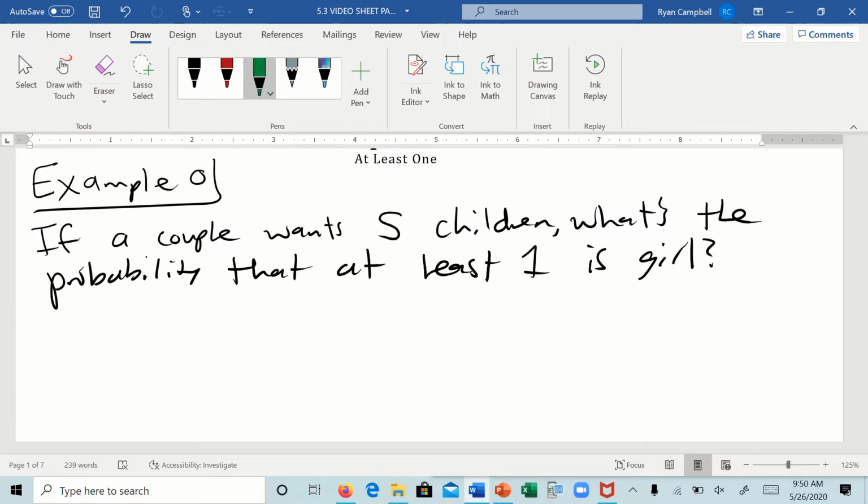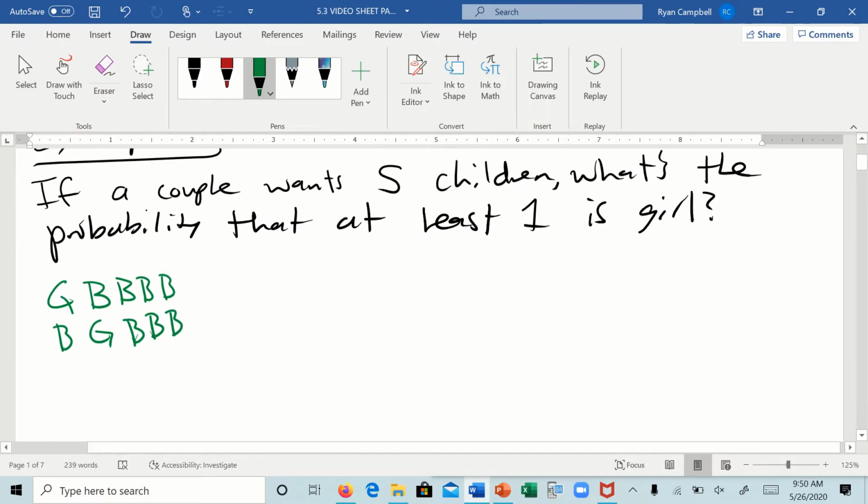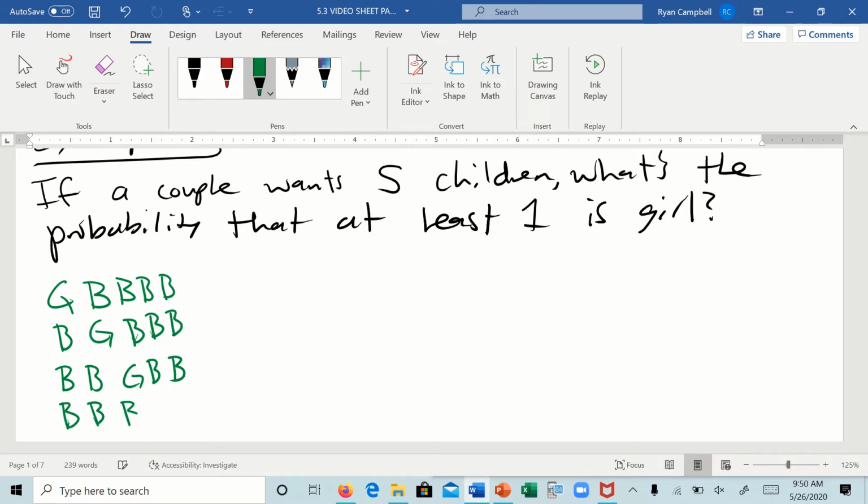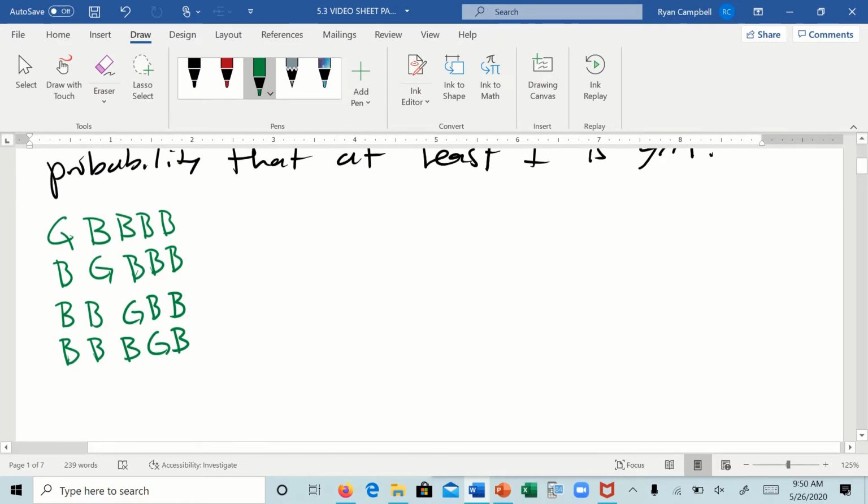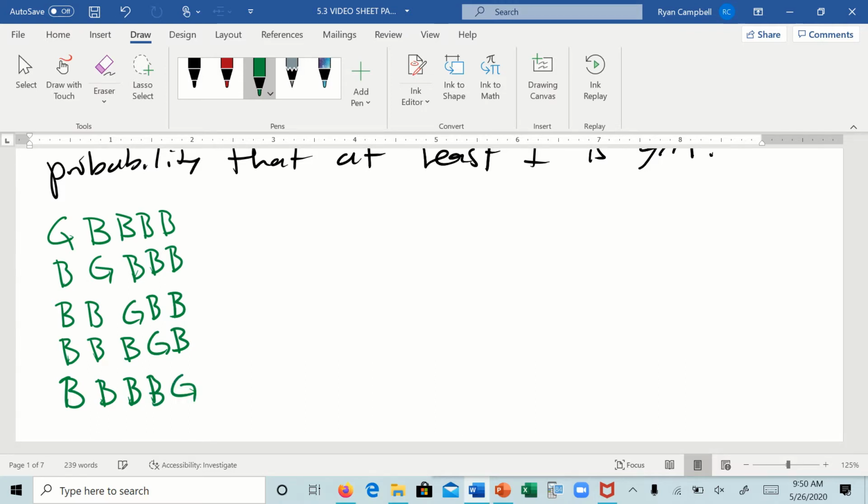So one of them's a girl. That means the first one's a girl and the rest are boys. The second one's a girl and the rest are boys. The third one's a girl and the rest are boys. The fourth one's a girl and the rest are boys. The fifth one's a girl and the rest are boys.